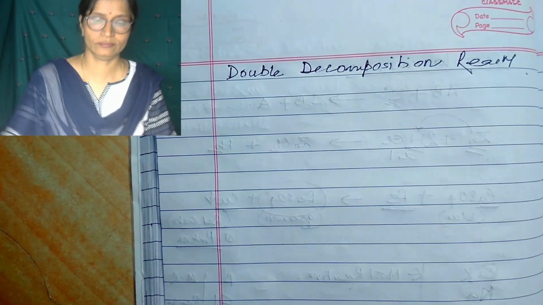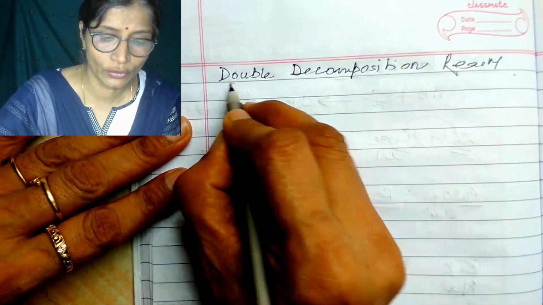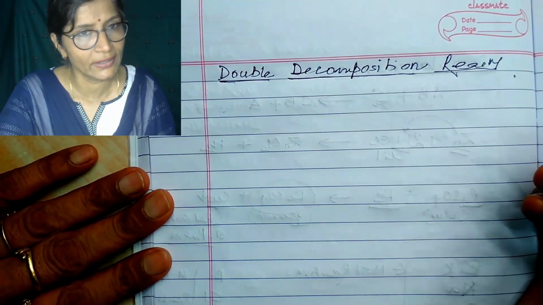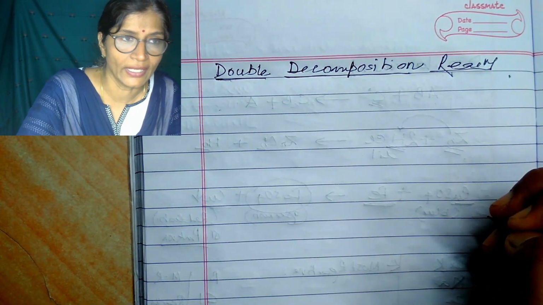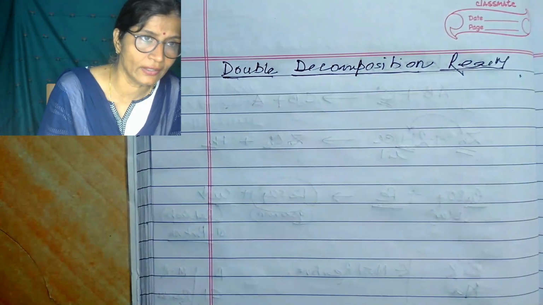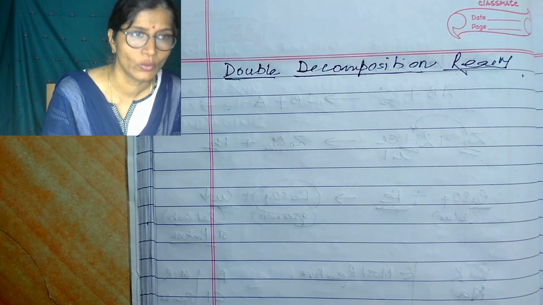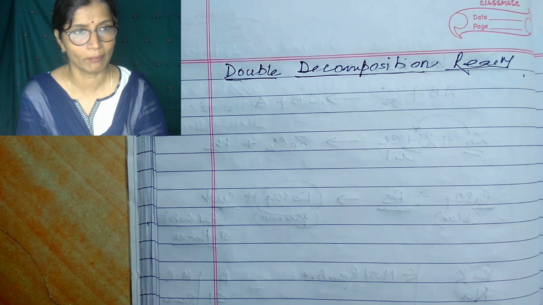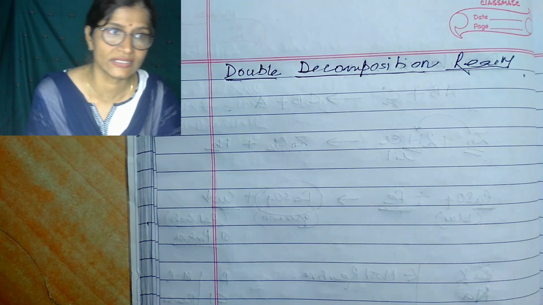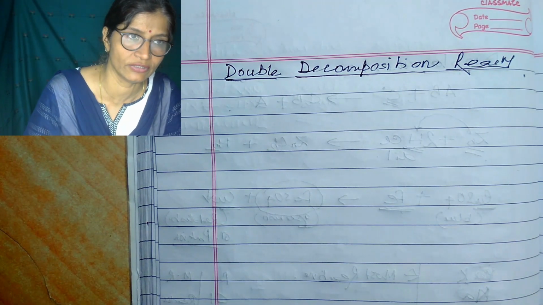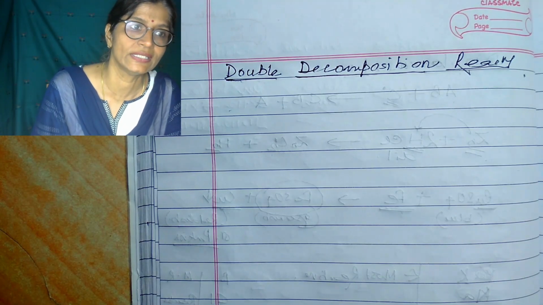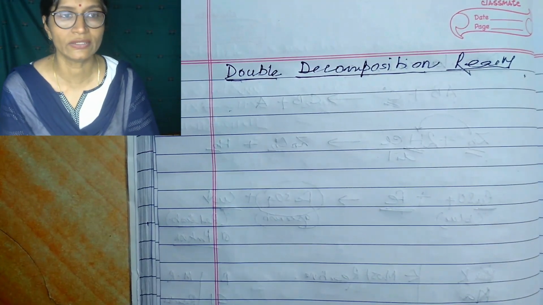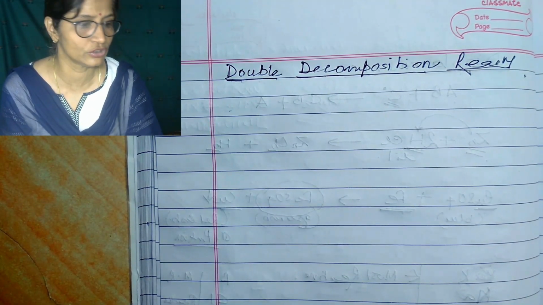Two reactants are there in the aqueous state. Then the positive radical of one compound will displace the positive radical of another compound. Or you can say that they exchange the ions. The positive radical exchanges with the positive radical, or you can say the negative radical exchanges with the negative radical. That is the double decomposition reaction.